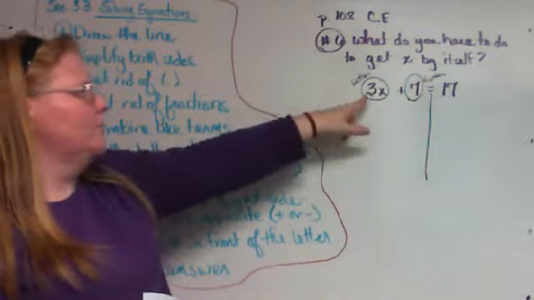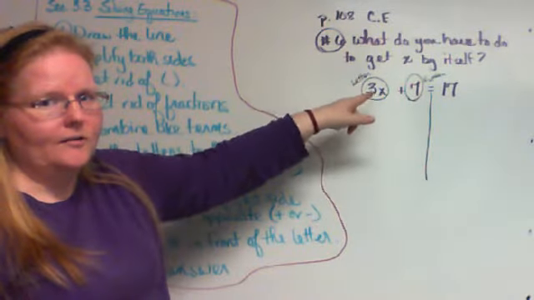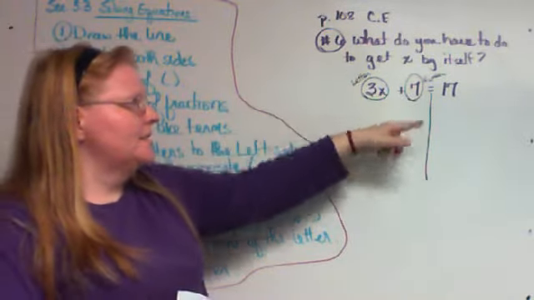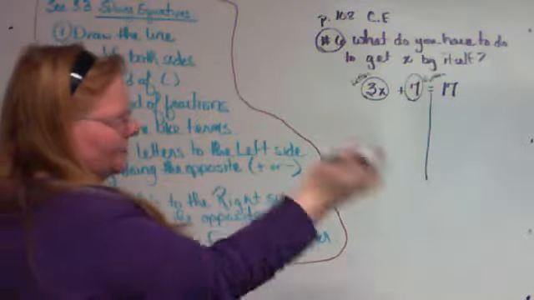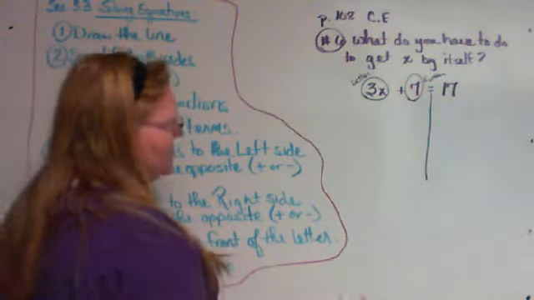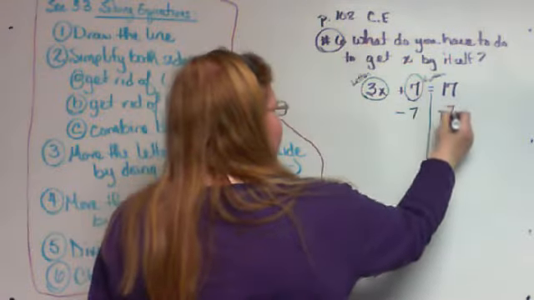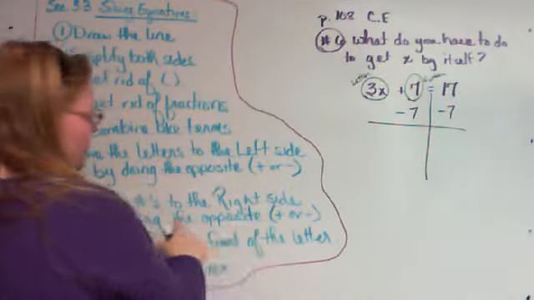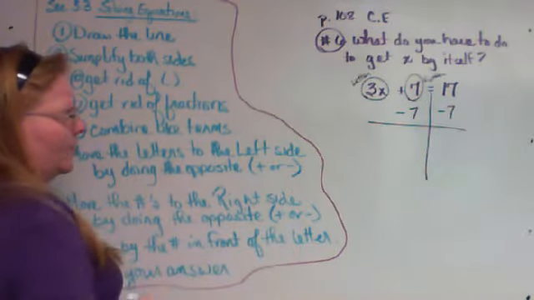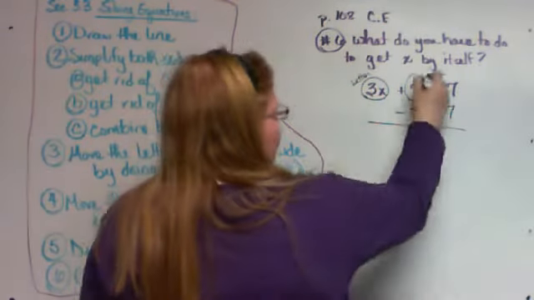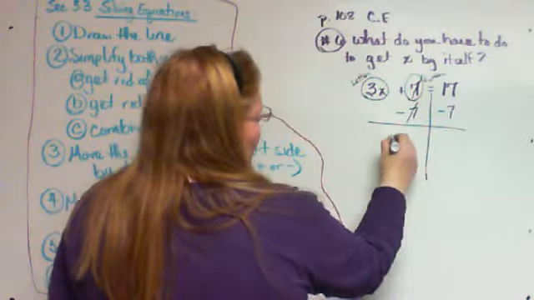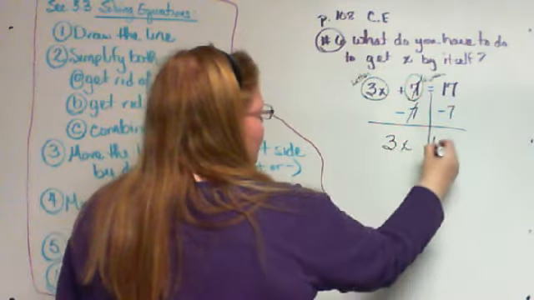So I'm not talking about moving the 3, because technically the 3 is a letter right now. I'm talking about moving that 7. So how do I get the 7 to the other side? Well, I have to do the opposite. So instead of it being a plus 7, I'm going to have to subtract 7 from both sides. And that's okay, because I told you that you could do addition or subtraction in order to make this happen. So my 7's are going to cancel out, and I'll end up with 3x is equal to 10.